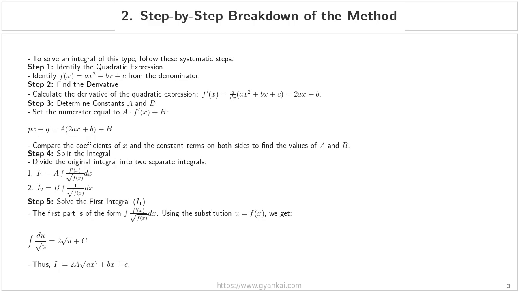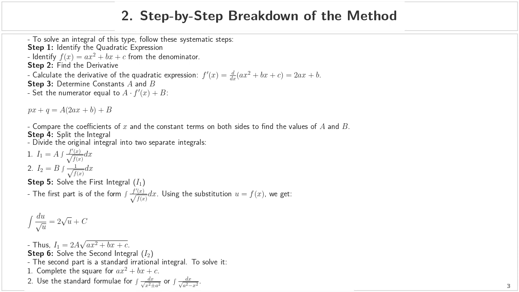Step 5, solve the first integral I sub 1. This first integral is designed to be a simple u substitution problem. We let u equal our quadratic expression, ax squared plus bx plus c. Then, du is simply the derivative of that, which we already found, 2ax plus b. So the integral becomes the integral of du over the square root of u, which simplifies to 2 times the square root of u plus a constant of integration. Substituting back for u, we get I sub 1 equals 2a times the square root of ax squared plus bx plus c.